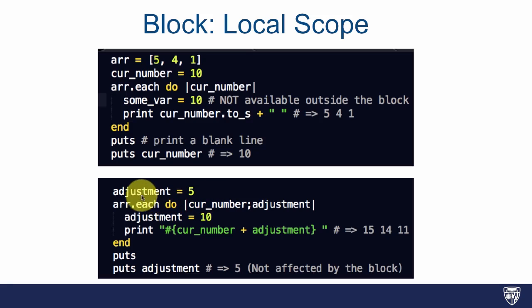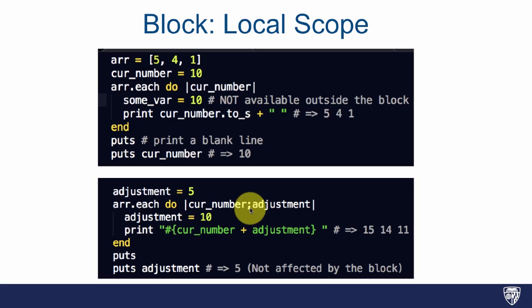And the final example is we have this variable called adjustment. Adjustment equals 5. And we're doing something with adjustment inside. We're setting the adjustment to 10. Based on what we just said, the value of adjustment should be affected. And when it's outside, it should be 10 because it got changed inside the block.